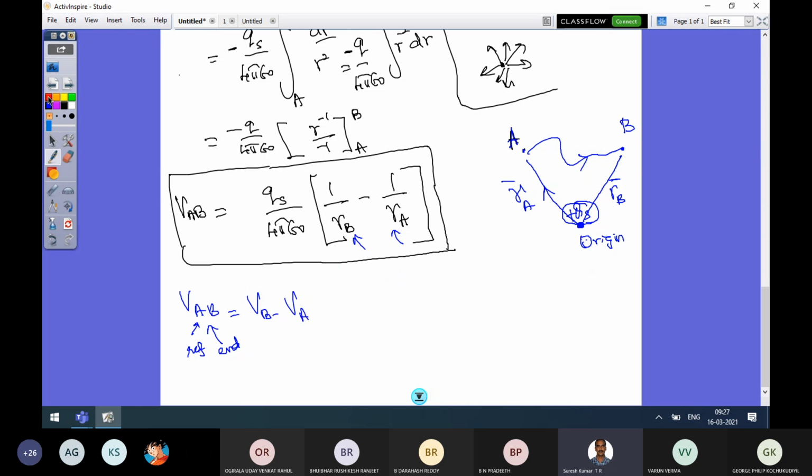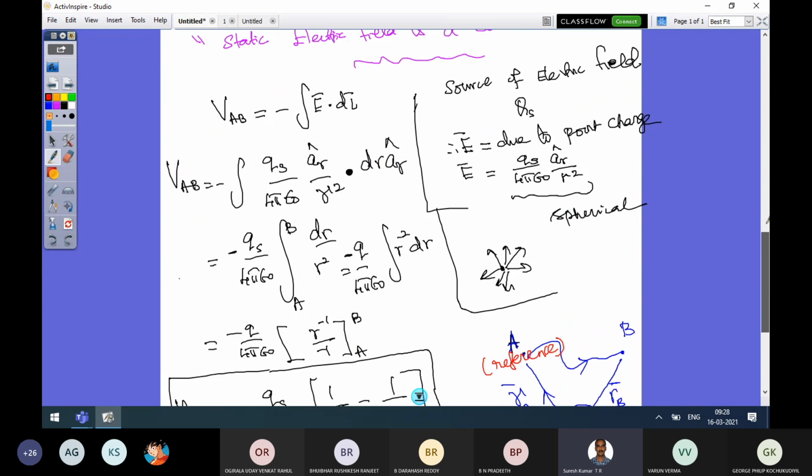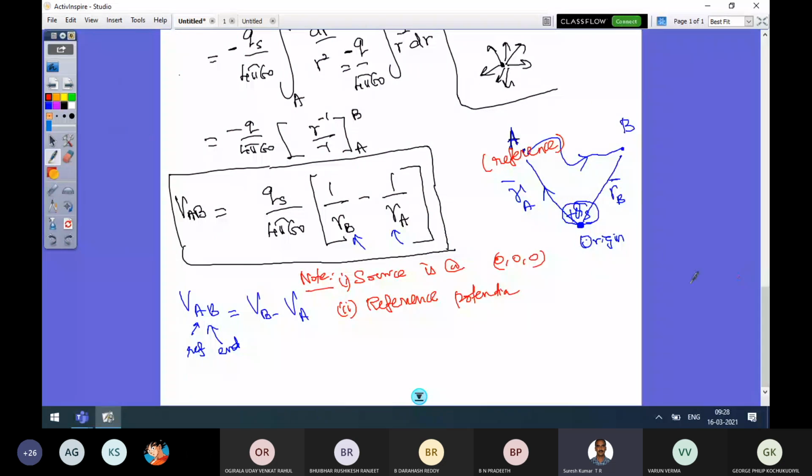And in this equation, one important note is the source is at the origin 0 0 0. That is the first note. The second note is the reference potential is given. Reference potential means, which is the reference point? This is the reference point. In the earth gravitation example, the earth gravity analogy I have discussed, what is the reference for all of us? We used to take ground as a reference, right? With respect to ground, you rise to the first floor, you rise to the second floor, you have reached up to the third floor, right? So reference potential is very important.